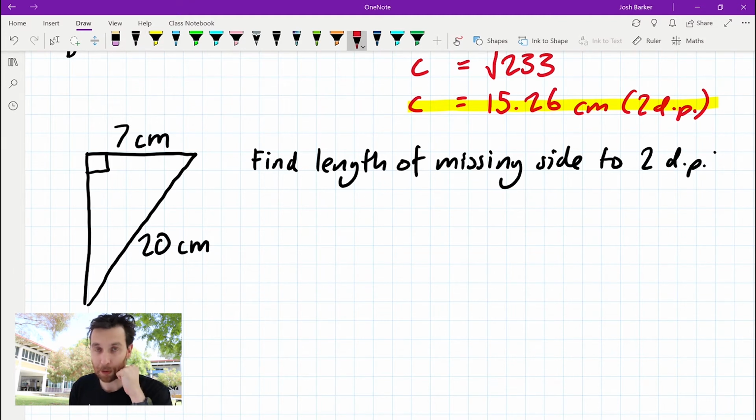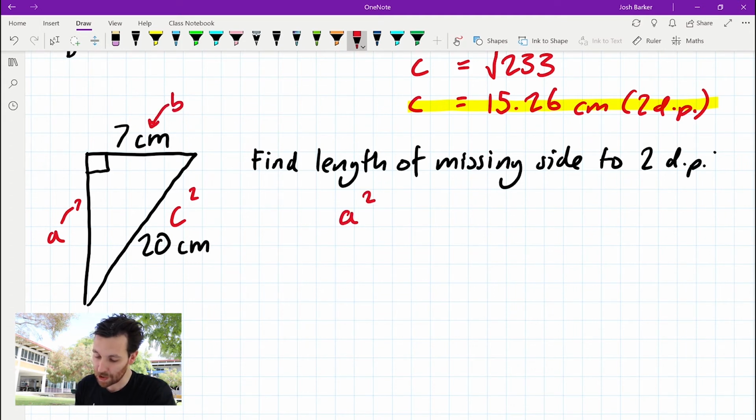Okay, good one. All right, step 1, label the triangle. So this one is a little bit different because we're finding the length of one of the shorter sides. So there's a little bit of rearranging that needs to occur. I'm going to call this side A, so that's become the side that we don't know rather than the hypotenuse. I'm going to call this side B.